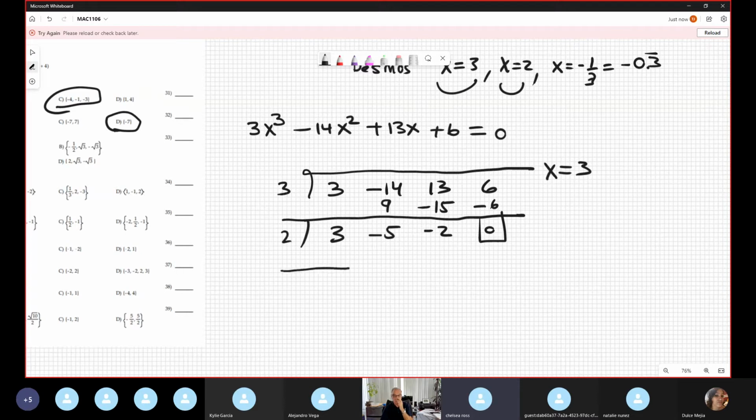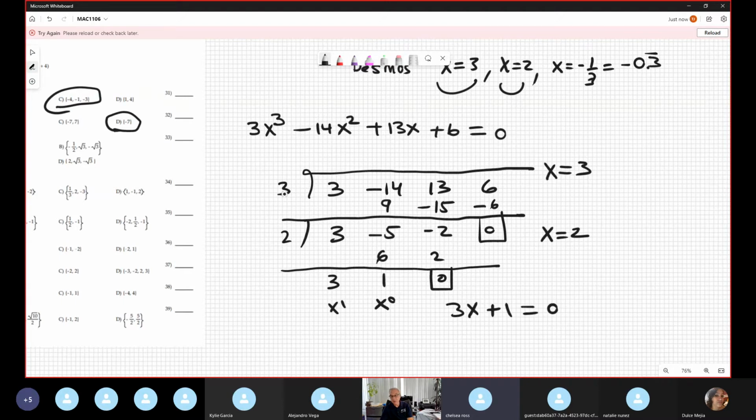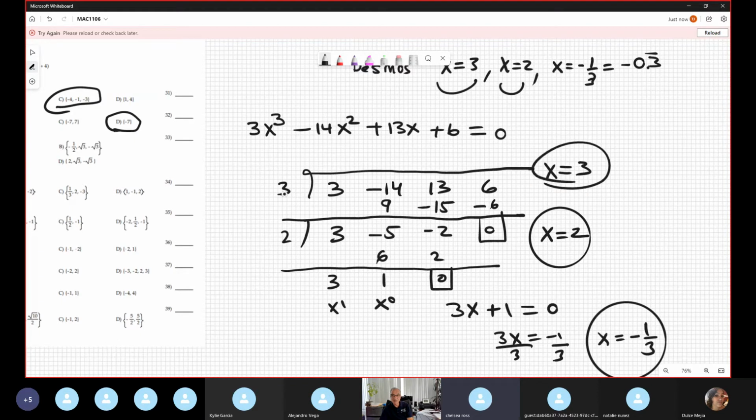Now 2. Bring down 3. 3 times 2 is 6. Is 1. 1 times 2 is 2. Okay, again 0, so x equals 2. And the remaining is x to the 0, x to the 1. Actually, the factor is 3x plus 1. I force it to be 0 and find the zero. 3x is equal to minus 1, so x is minus 1/3. It's obvious, it's negative 1/3. And the answer is negative 1/3, 2, and 3. Exactly the prediction that you saw in Desmos at the beginning.